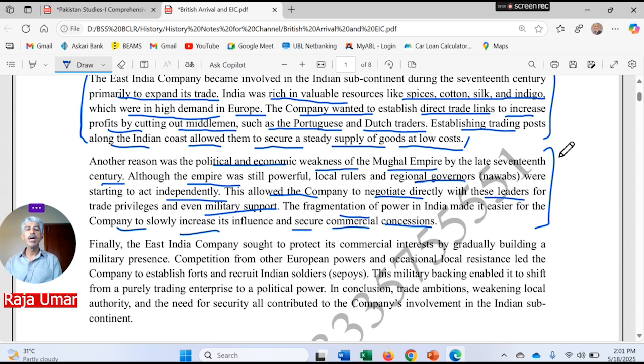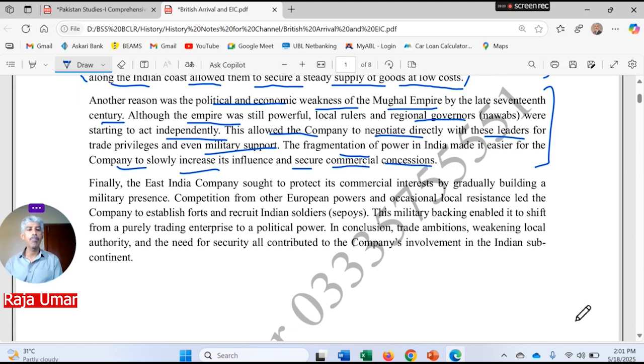So it means that they got the concessions from the Mughal emperor to pay really very less taxes to the Mughal emperors. So it means that whatever they were earning, that was going all in profits.